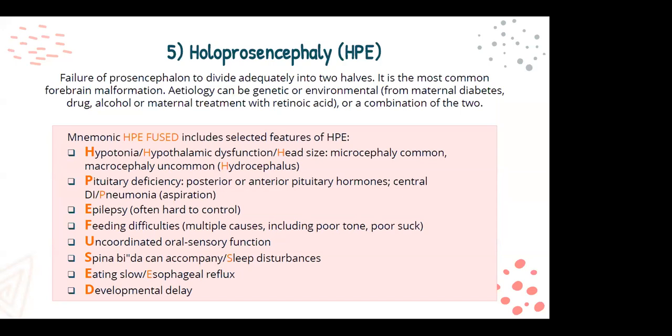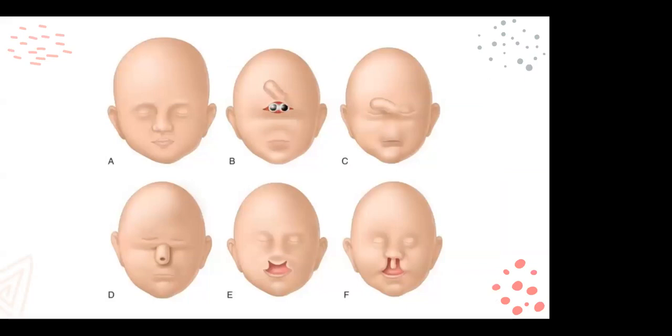And to easily remember the features of HPE, the mnemonic is HPE FUSED. H for hypotonia, hypothalamic dysfunction, head size, hydrocephalus; P for pituitary deficiency, pneumonia; E for epilepsy; F for feeding difficulty; U for uncoordinated oral sensory function; S for spina bifida, sorry for the typo; E for eating disorder or esophageal reflux; D for developmental delay. So this is what I Googled, the HPE features such as hydrocephalus and so on.